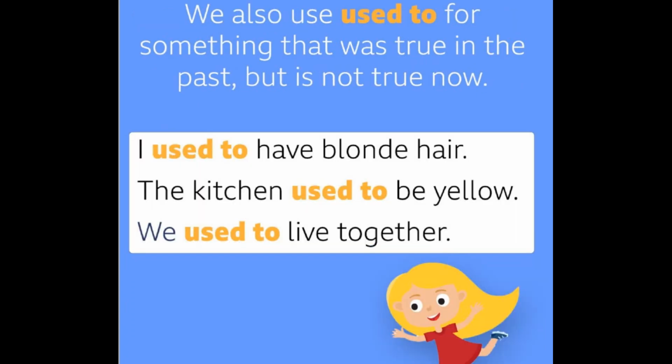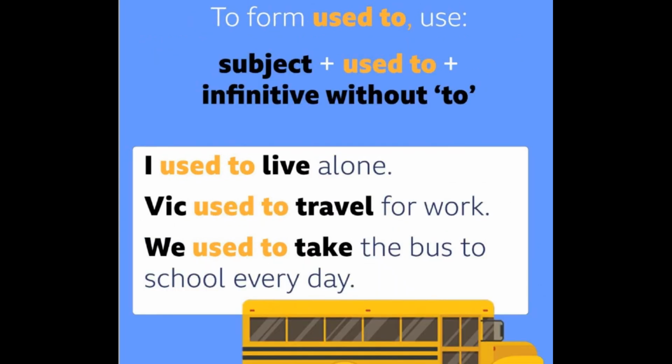We also use used to for something that was true in the past, but it's not true right now. I used to have blonde hair. The kitchen used to be yellow. We used to live together.